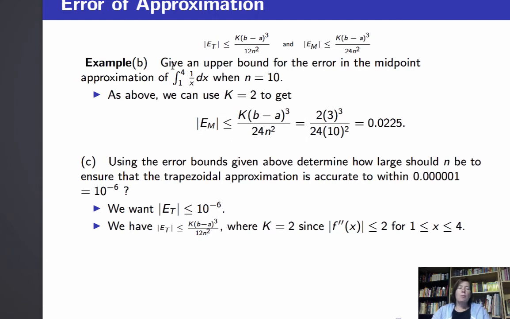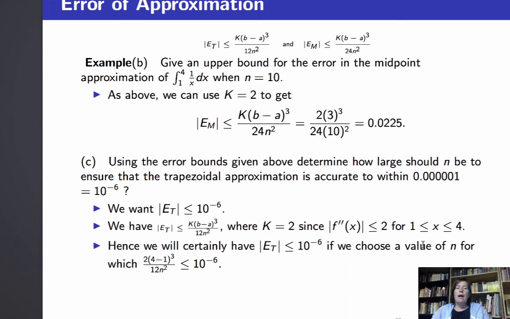So for our particular integral, the integral from 1 to 4 of 1 over x dx, we've already figured out that k is 2, and of course a is 1 and b is 4. And since our error, according to the theorem, has to be less than or equal to k times b minus a cubed over 12n squared, whatever the n is, if that number is less than or equal to 10 to the minus 6, then we're guaranteed that our error is less than or equal to 10 to the minus 6.